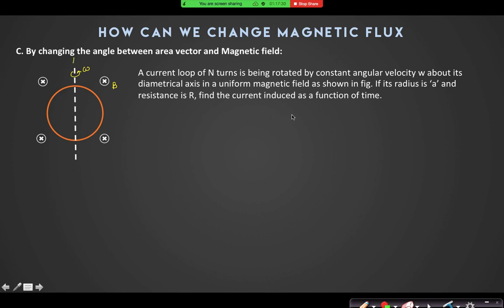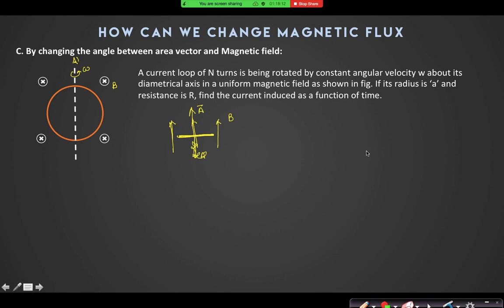Suppose I am looking from the top view. Then what I will see is that the magnetic field lines are like this. These are magnetic field lines, right? And initially this is a coil. So the area vector you can take in any direction. Let us assume this is the area vector. Then the angle between the B vector and area vector, or you can assume the area vector in the opposite direction also, then it will be easy to understand.